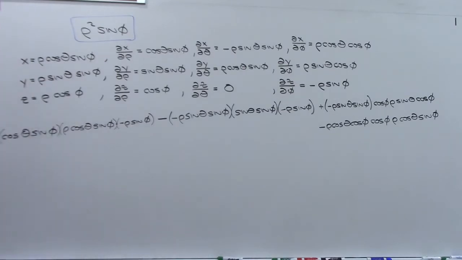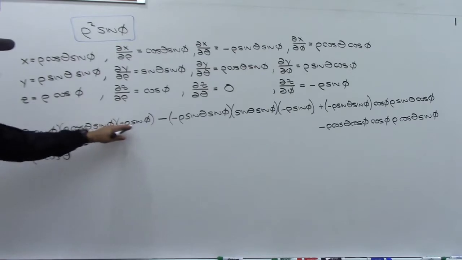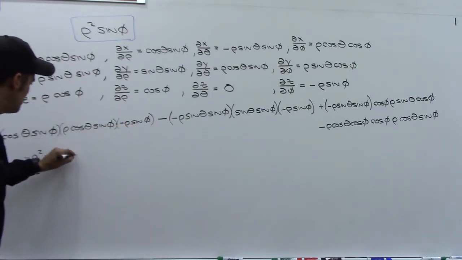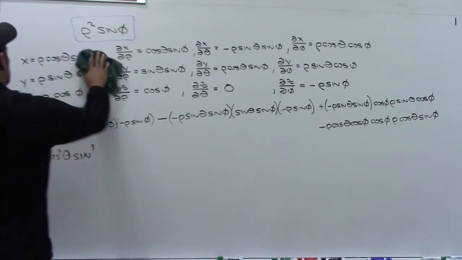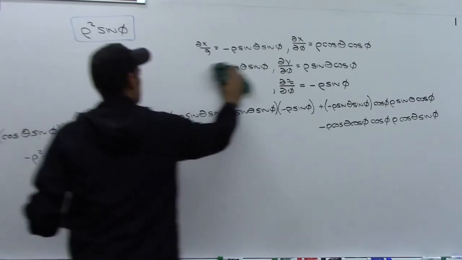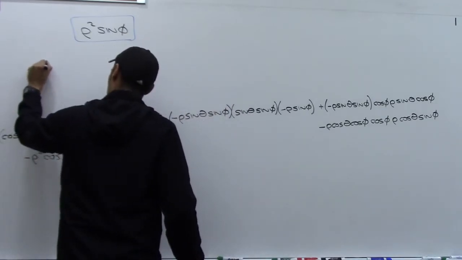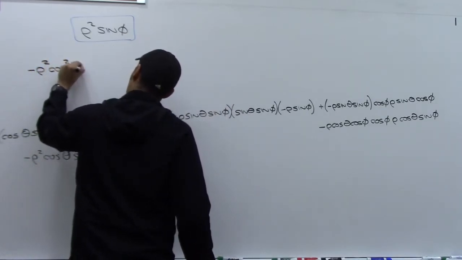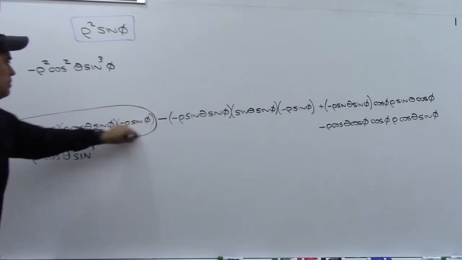Now let me clean this ugly thing up. Okay, let's look at the rows here. We have rho here, negative rho here. That's negative rho squared. Okay, cosine theta, so I have cosine squared theta. I don't have any sine thetas, but I have sine phi, sine phi, sine phi, so sine cubed phi. I think I'm going to write this above. Easier for me to write. So I have negative rho squared cosine squared theta sine cubed phi. Okay, that's what I get when I put all this together, so I'm done with that.